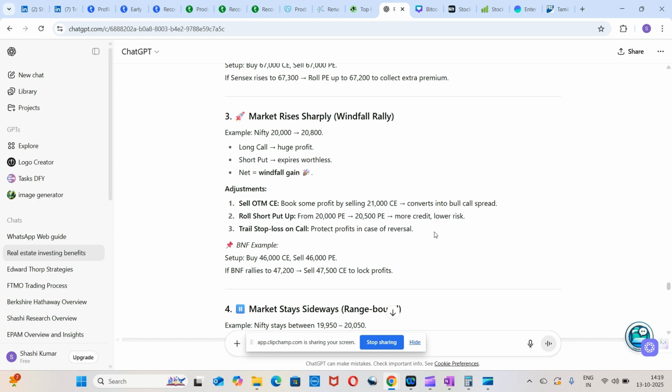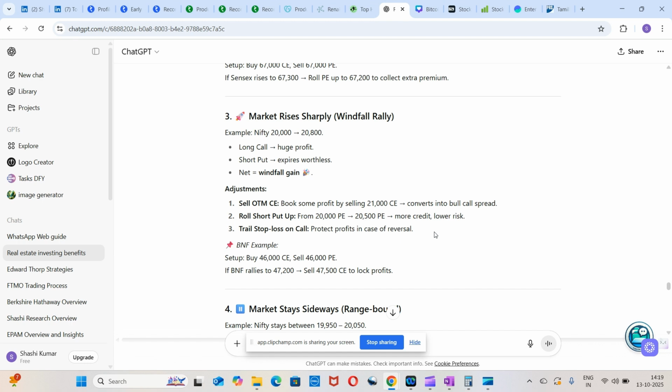Or adjustment wise, there is no adjustment needed because you'll make a lot of money. But if you want to, you can do these adjustments. So sell OTM CE. So book some profit by selling this 21,000 CE, which converts into a bull call spread. Or you can roll up the short put. So you shorted the 20,000 PE, right? You can now move it to 20,500 or 600 PE, where more credit is there at lower risk.